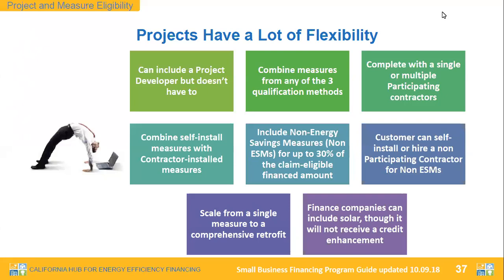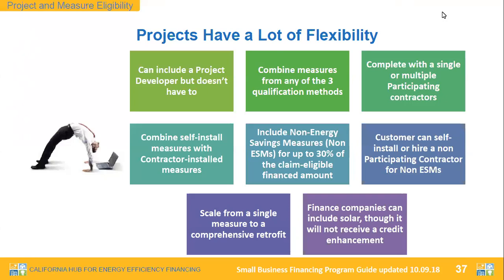Also, you can combine self-installed measures with other qualifying measures so that you can have a contractor install some of the project, but you can install some of it yourself. And we've allowed for a lot of flexibility in terms of non-energy saving components for up to 30% of the claim eligible amount. And these can be installed by the customer through a self-install, through a participating contractor, or through a non-participating contractor. Maybe they don't want to interface with our program at all.